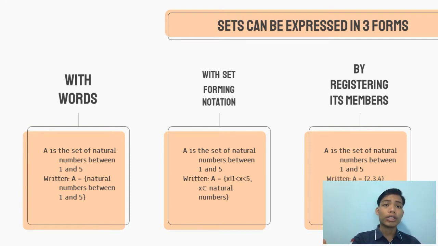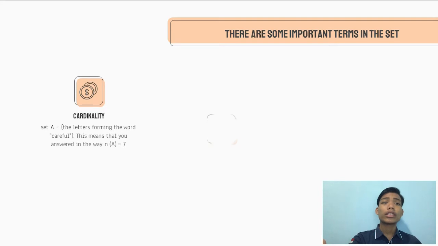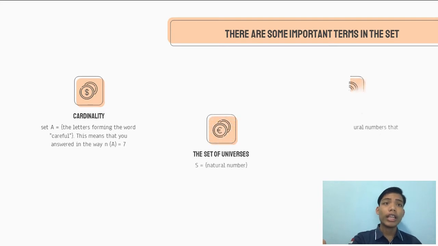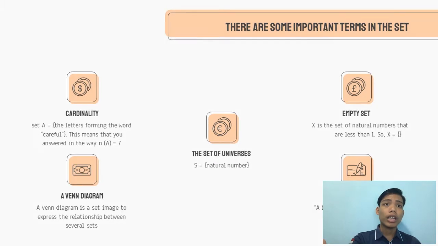Okay, that is about the three forms. And the next is, there are some important terms in sets. This is very important. The first one is cardinality. The second one is the universal set. The third one is the empty set. The fourth is the Venn diagram, and the last one is the subset.